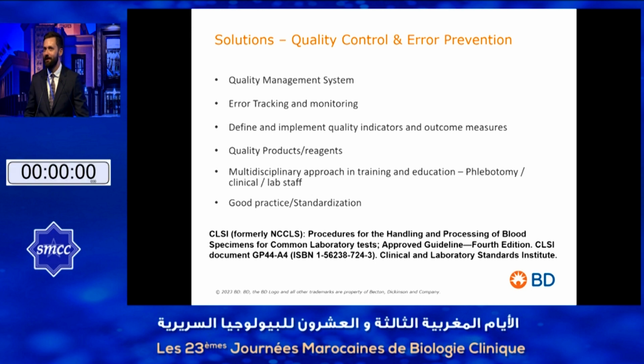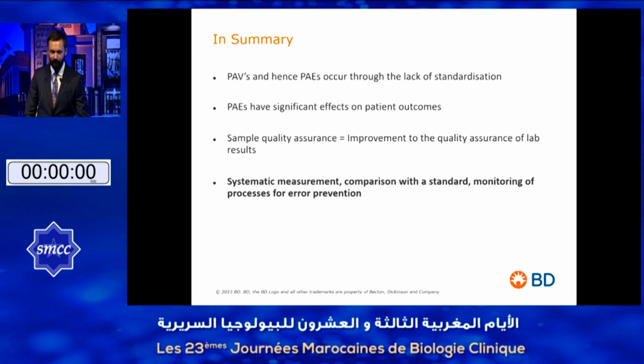That's why nowadays, in every medical laboratory, we always try to work in line with a quality management system. We always track and monitor pre-analytical errors. We try to define and implement quality indicators and measure the outcomes of this process. And definitely leverage the best quality of reagents and consumables for specimen collection and for processing specimens in medical laboratories. And we try to follow international guidelines, recommendations, and SOPs established in every medical laboratory. So at the end of my presentation, I would love to repeat again the definition of quality assurance. It's systematic measurement, comparison with the standard, and monitoring of processes for error prevention, which we do every single day in the medical laboratory.